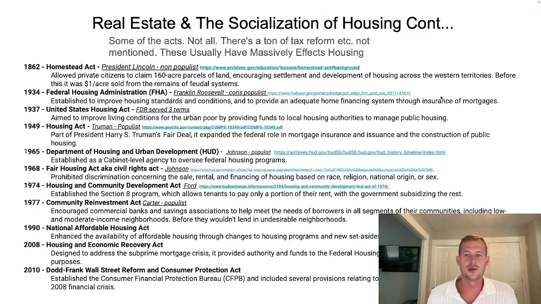So this is more of a continued, some of the acts and some of the things that we've done in response to economic downturns or just in response to how the population was feeling at that time. This isn't all of them. There's been tax reforms, there's been a lot of different things that change and morph into different things, and they usually have major effects on housing.